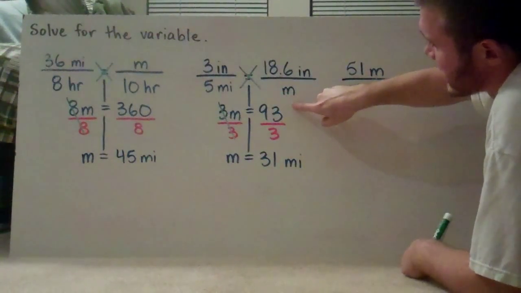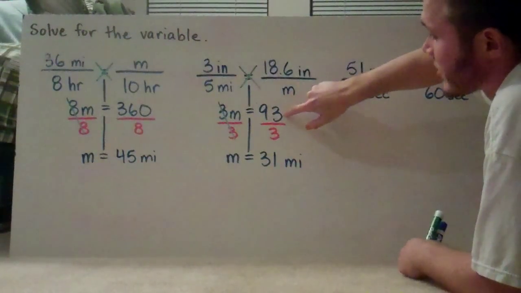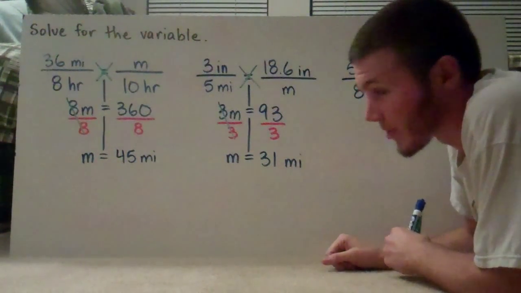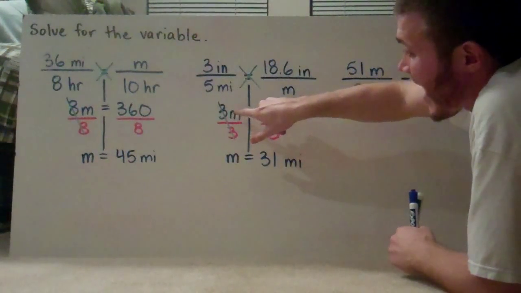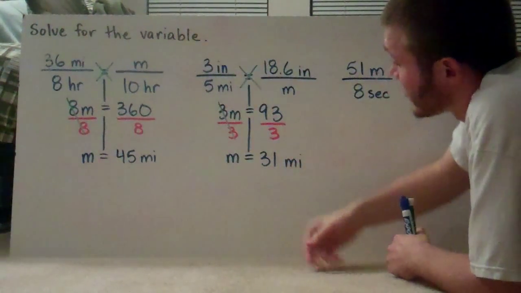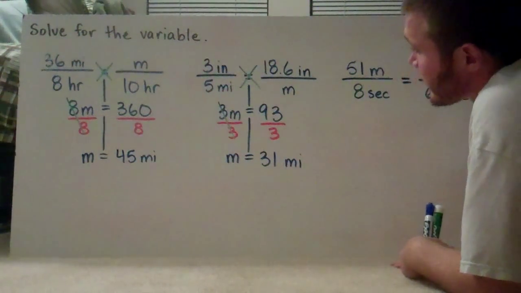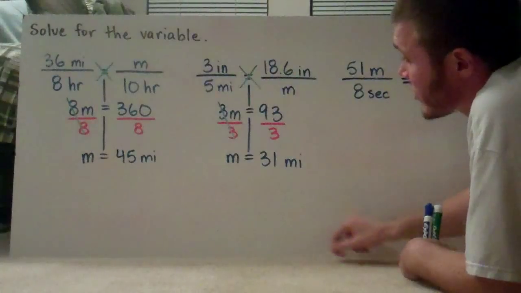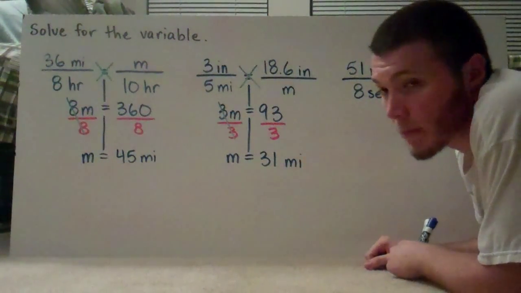I'll do 3 times m, which is 3m. I'll do 5 times 18.6, which, awesome, is a whole number, we get 93. That'll be easy. Then to get rid of the 3 times m, we have to do the inverse, which is divide by 3. And whatever I do to one side, I have to do to the other. When I divide 93 by 3, I get 31. So m, our variable, must equal 31 miles.